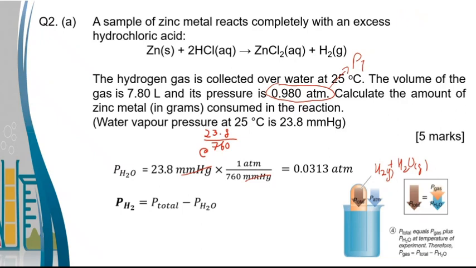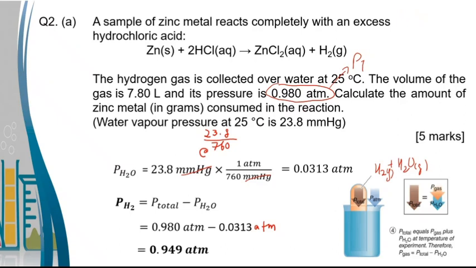So the partial pressure of the hydrogen gas will be 0.980 atmosphere minus 0.0313 atmosphere. So we get 0.949 atmosphere.